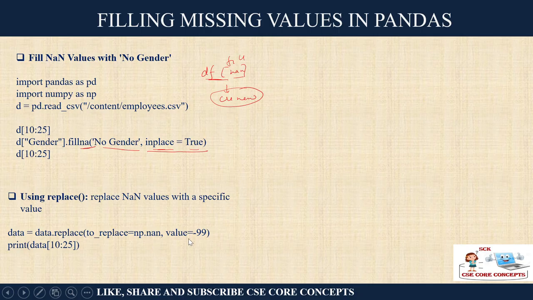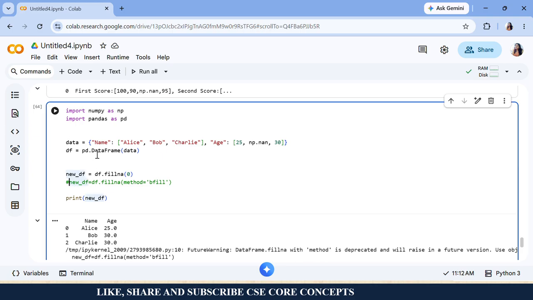Or you can use the data dot replace function to replace the nan value with some other values. We will see it. Okay, let's see some example. I have taken some data. Name is Alice, Bob, Charlie. Age is this. And now I am creating this data frame, right?